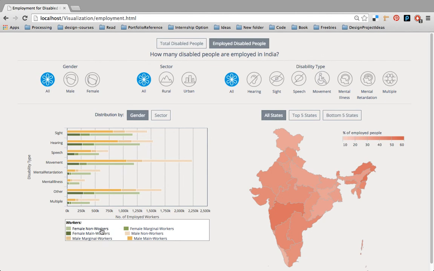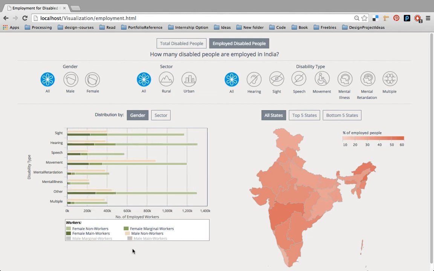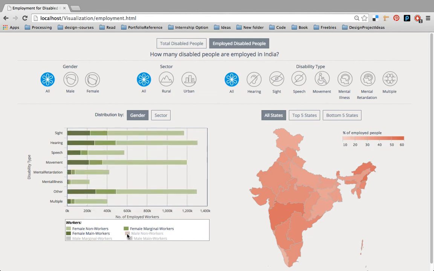So based on the different filters you choose here, you can compare the data values. Now if I just want to see how females are performing, this goes off, and over here I can compare the employment values for females. This dark green over here talks about the main workers, then there are marginal workers, and then there are non-workers. So you can compare how females are performing for different disability types all across India.